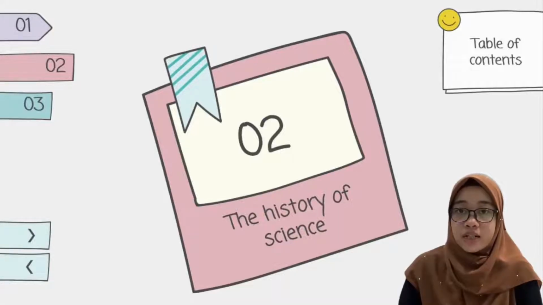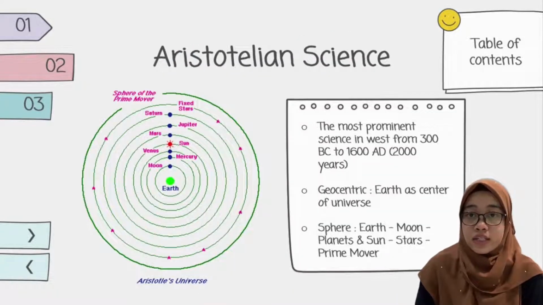My name is Insyirah Binti Ahmad Zammani, and I will present about the history of science. First, we will look at Aristotle's science, which was the most prominent science for about 2000 years, starting from 300 BC to 1600 AD.